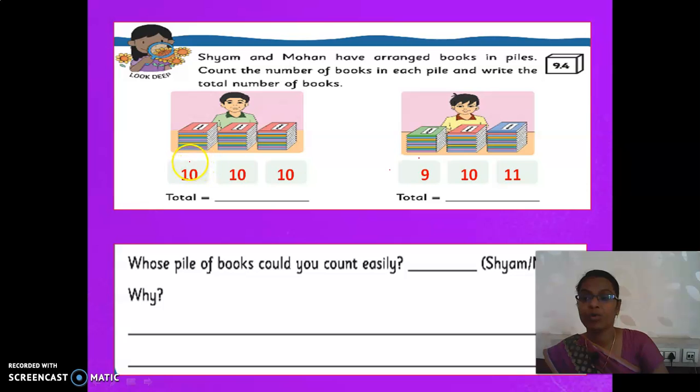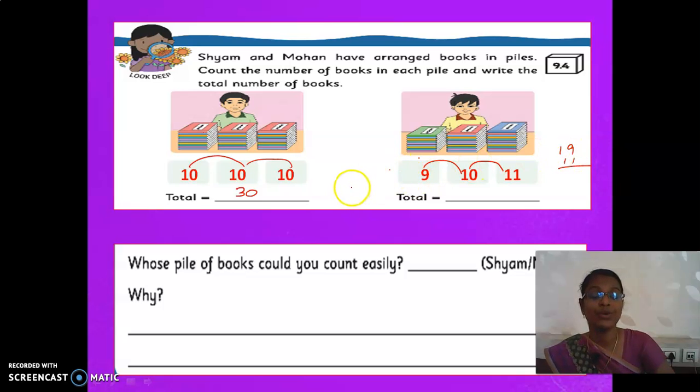So it is a skip count of 10. So 10, 20, then 30. So the total is 30. Now here what do I have to do? I have to add 9 plus 10, 19. 19 plus 11, what will you do? You will add like this, isn't it?